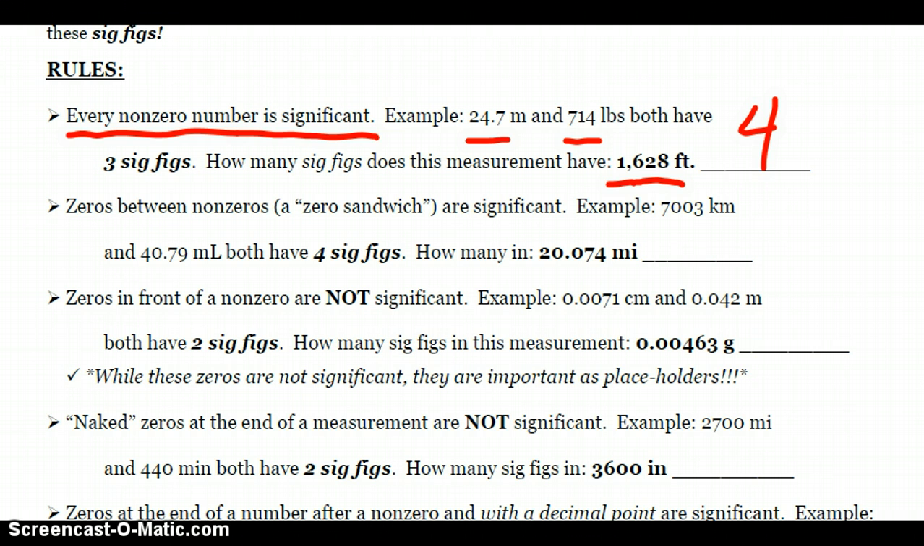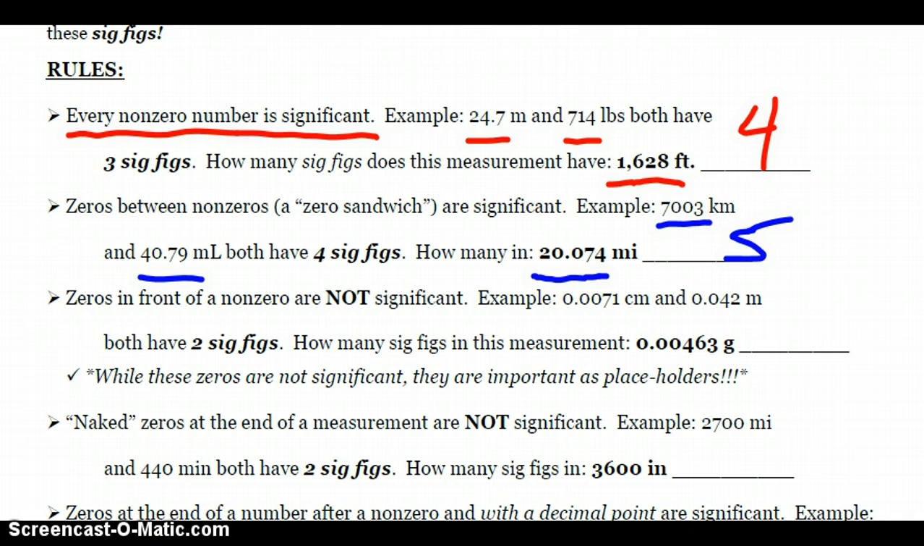Now if we end up having zeros between non-zeros, which I like to call a zero sandwich, then those zeros are significant. So example here, 7,003 kilometers, or 40.79, those zeros are what we call significant. So in this measurement here, 20.074 miles, that would be 5 Sig Figs. Those zeros in between the non-zeros are significant.